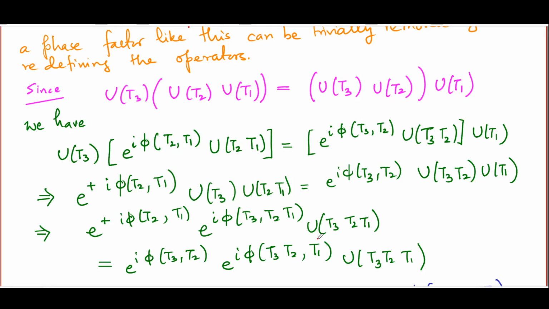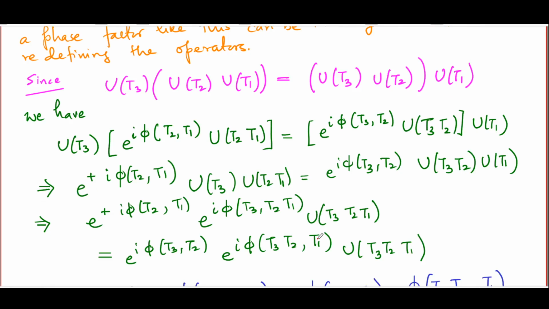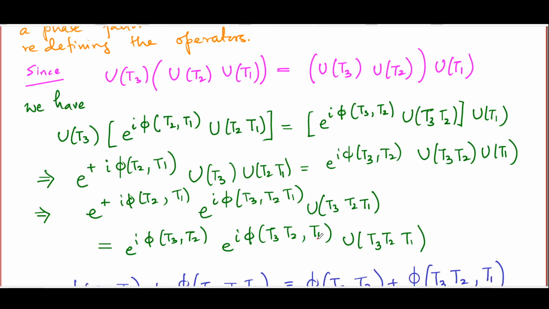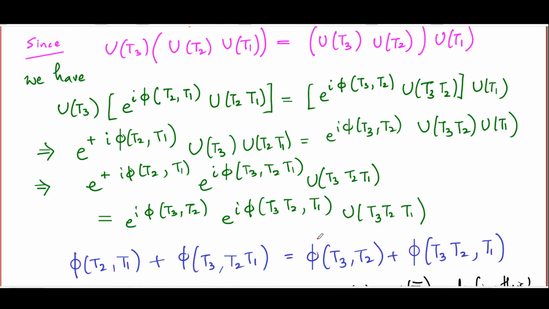Now, since these two sides have to be equal, and that's essentially what associativity tells us, we must have this restriction on the phase factor phi. Phi(t2, t1) plus phi(t3, t2 t1) must be the same as phi(t3, t2) plus phi(t3 t2, t1). This is nothing but a reflection of the associativity of the operators.